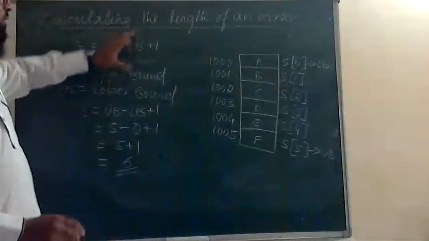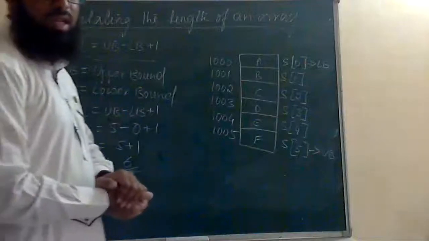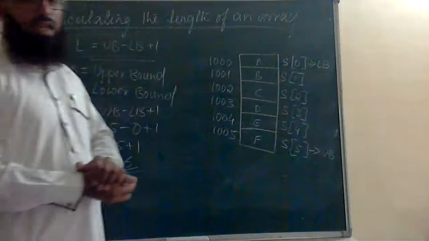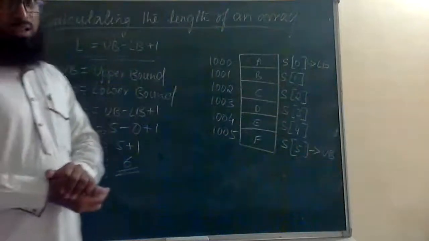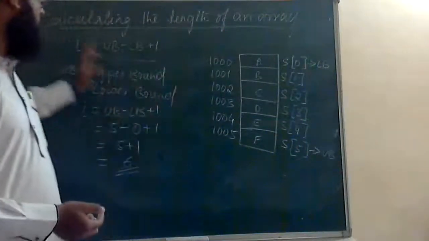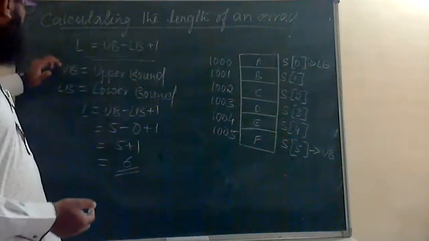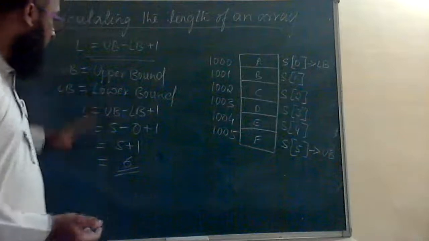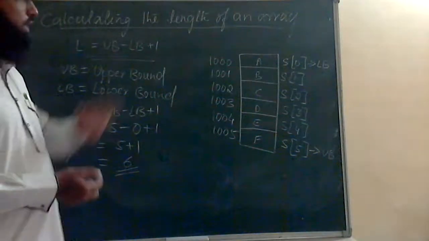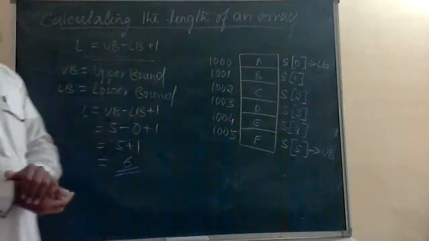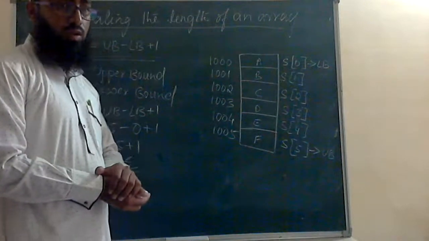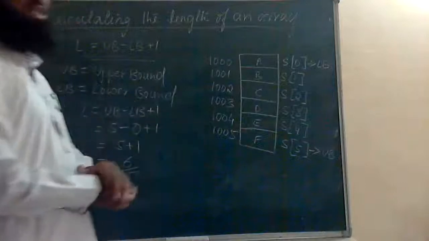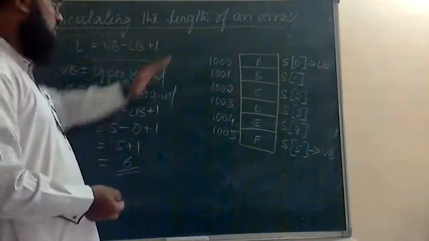You may get a 1 mark question: write the formula to find the length of an array. Or it may be asked for 2 marks like that: how will you calculate the length of an array? Then you need to explain all these things. You have to write the formula, then define upper bound and lower bound, and by giving this example, calculate the length of an array. This would be for your 2 mark or maybe 1 mark question.